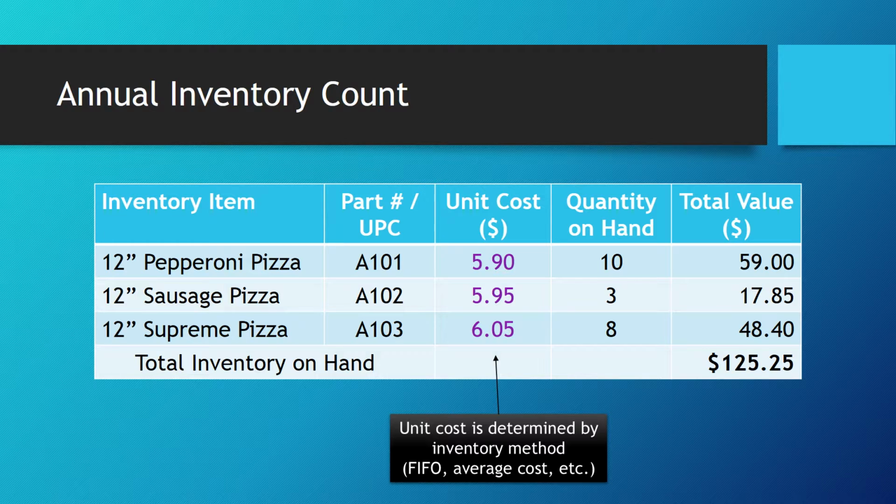The unit cost is determined by your inventory costing method. Typical examples are first in, first out, last in, first out, average cost, and specific identification method. Choosing a proper inventory costing method is very important and has a direct impact on your taxable income. However, this is outside the scope of our conversation today. Give us a call at AA Accounting if you're interested in exploring this topic in more detail.